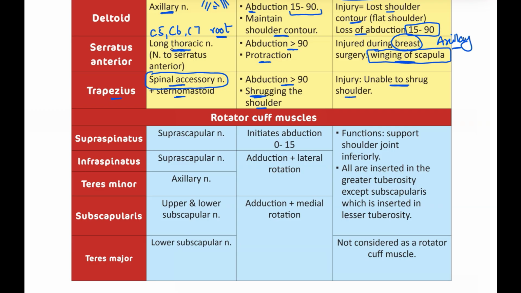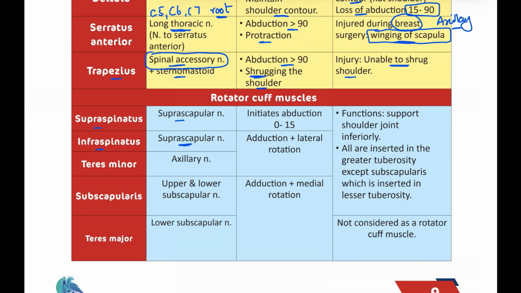Then we have the rotator cuff muscles. Supraspinatus and infraspinatus are supplied by the suprascapular nerve. Now this is given by the superior or the upper trunk. Now out of these, the supraspinatus is responsible for initiating the abduction, that is 0 to 15 degrees. Now infraspinatus is responsible for the adduction and lateral rotation. Now teres minor is supplied by the axillary nerve, and infraspinatus and teres minor have again these functions, that is the adduction and lateral rotation.